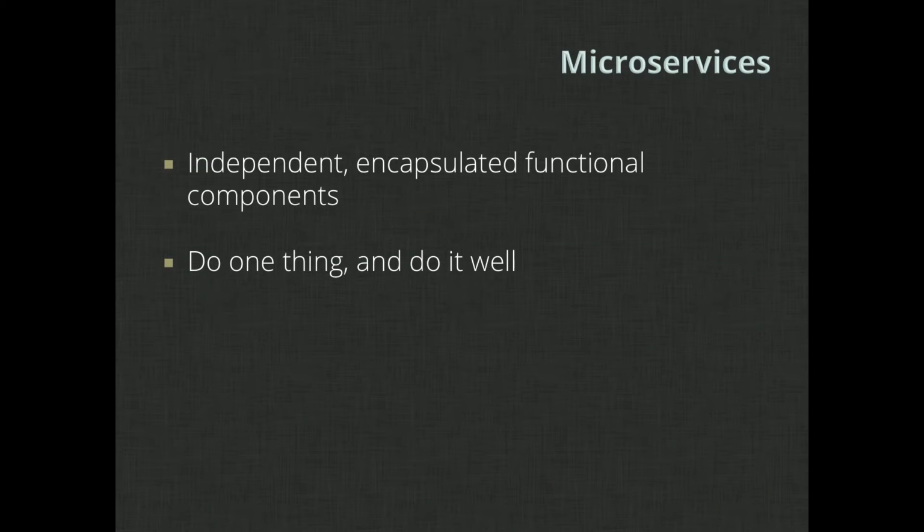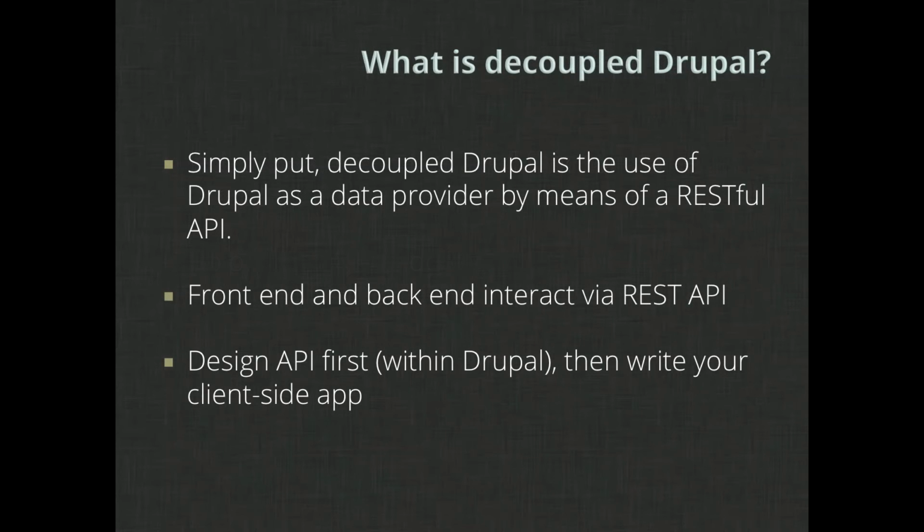So with that in mind, I think that's a good enough background for me to delve into the definition of what decoupled Drupal is, or headless Drupal, as you might have heard in the last couple of years. Simply put, decoupled Drupal is the use of Drupal as a data provider by means of a RESTful API. Now, this definition might shift a little bit because RESTful APIs are the most common way to decouple Drupal as of this moment. However, there are other ways to do it as well, and I'll talk briefly about, for example, GraphQL at the very end.